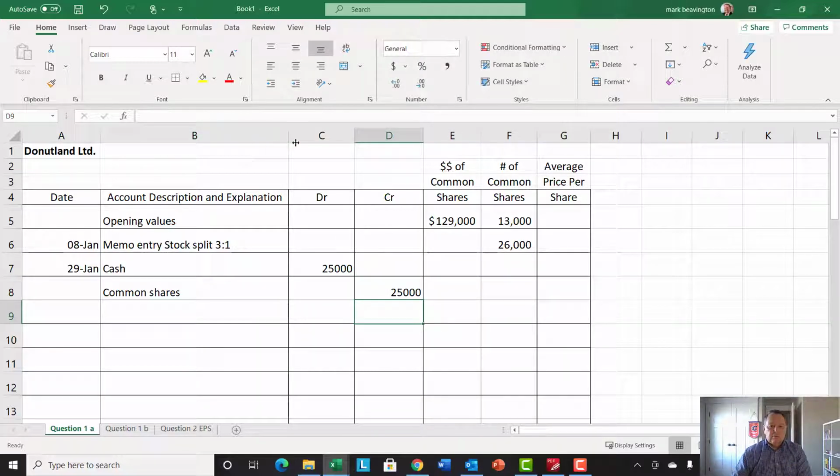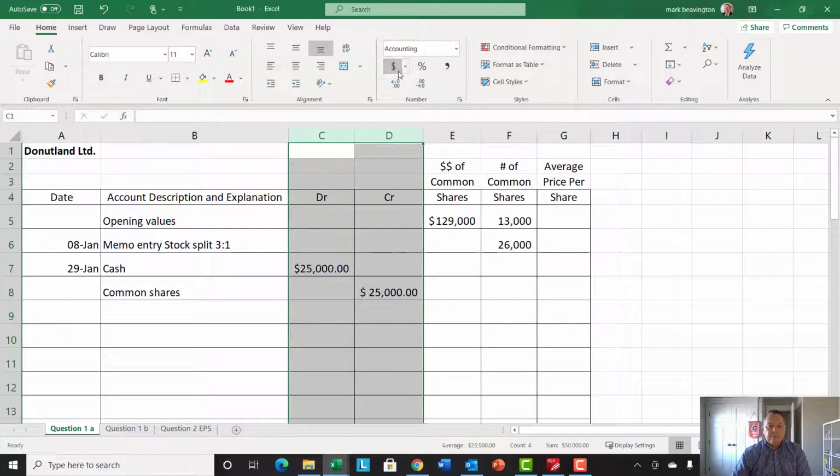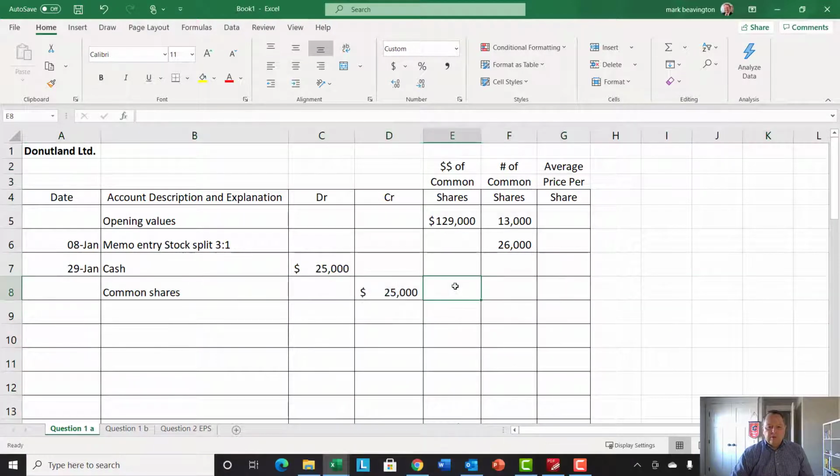And let's make this all dollars as well, so it's easy to see. And we'll reduce that. Sounds good. Now this one is a common share entry, so we've got to add this over here. So 25,000, and it's 5,000 shares. Okay, that's good. Next one is declare a cash dividend.